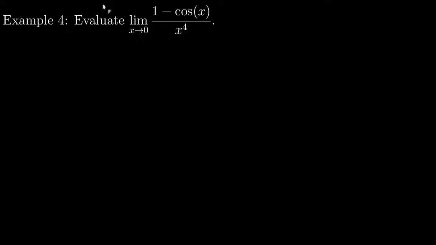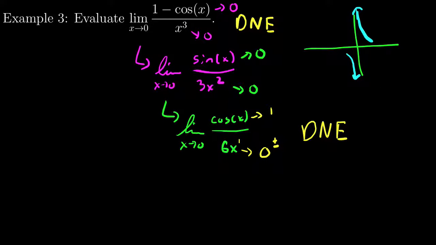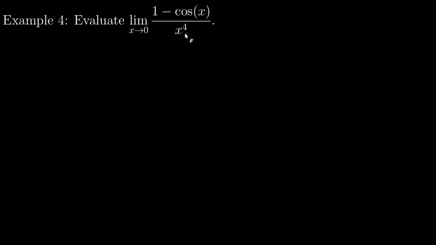Last example is this. So, the only difference between the previous example and this example is the x cubed is now an x to the 4th, and that's going to change a lot. So, I start off the same way. The numerator is approaching 0, denominator is approaching 0. I do L'Hopital's rule, and I get the limit as x approaches 0 of sine of x divided by 4x cubed.